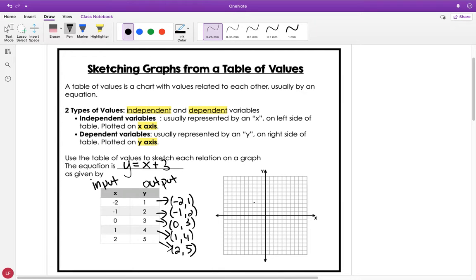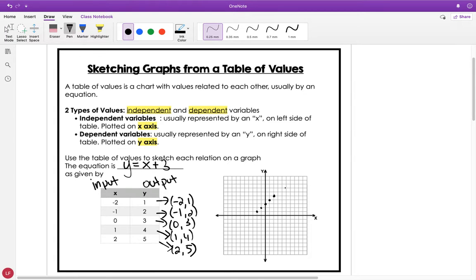So the way we're going to do this is we're going to assume every single one of these squares is 1. So we're going to look for -2 and 1. So -2 is you go backwards or to the left on the x-axis. So 1, 2, and then you're going to go up 1. So right here. The next one is at -1 and up 2. And then 0, 3, 1, 4, and 2, 5.